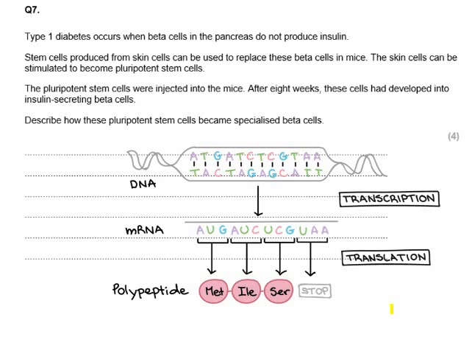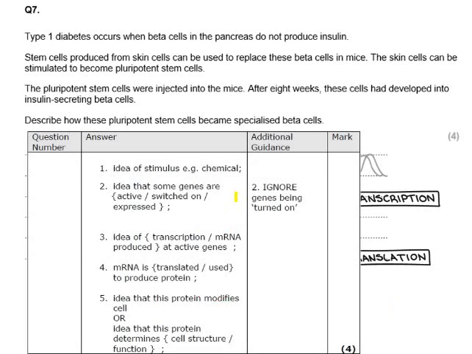So this is definitely something that you need to revise. We start with the idea of there being some sort of stimulus, so a chemical, something that's going to cause genes to become switched on. You did not get this mark if you said genes being turned on. Those switched on genes then become transcribed, or mRNAs produced from them.